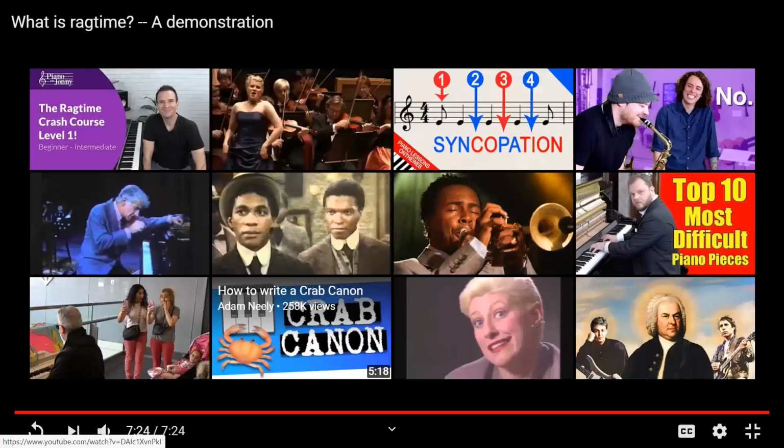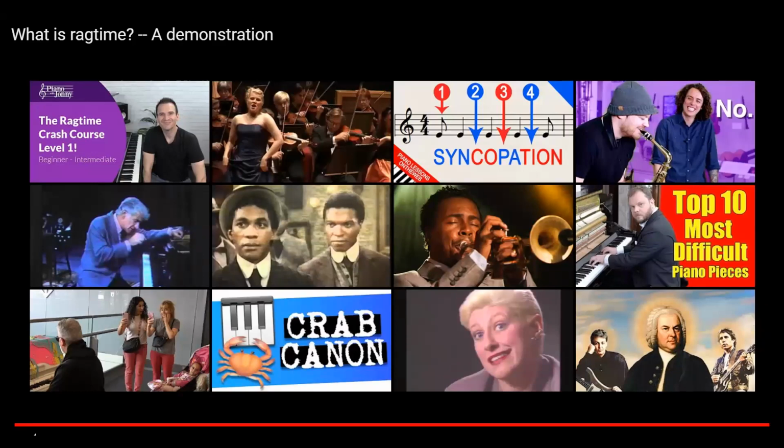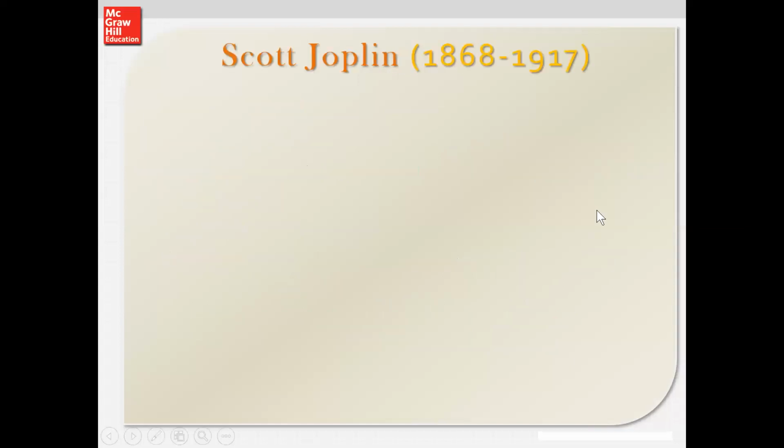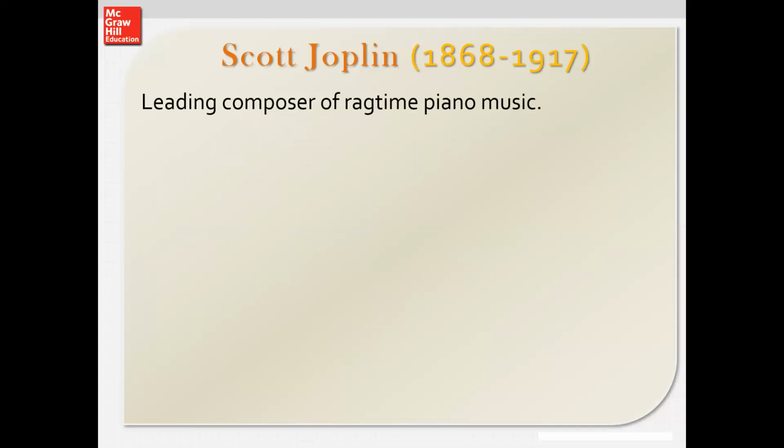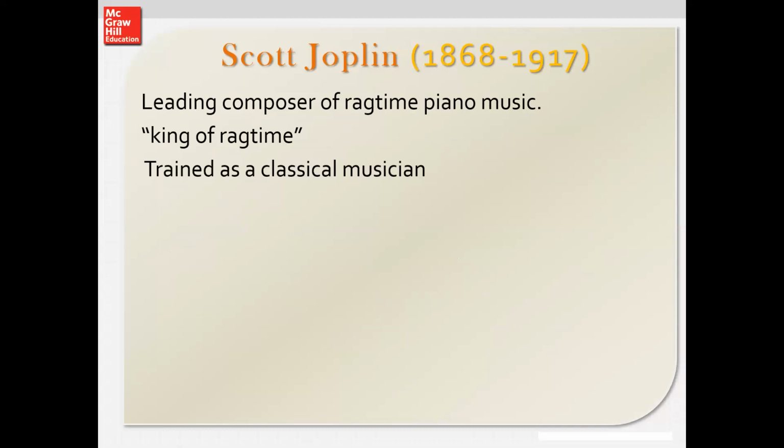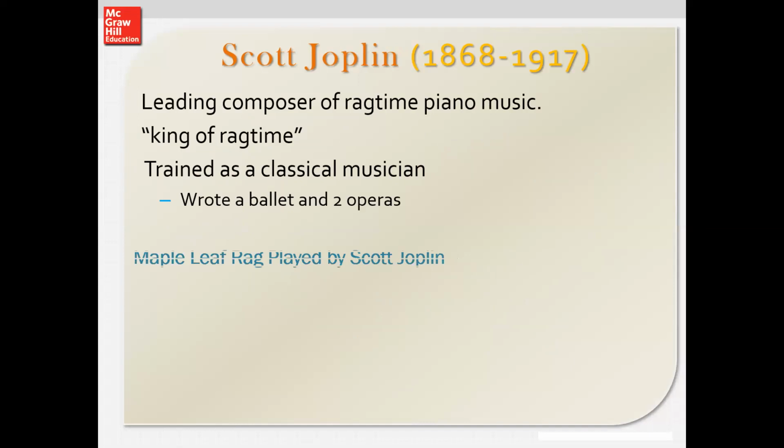All right. Now let's move on to the composer that I would like you to listen to, and that is Scott Joplin. Scott Joplin is a leading composer of ragtime piano music. He was also known as the king of ragtime. He was trained as a classical musician. He also wrote other styles of music like operas and ballet. And there are two songs that I would like you to listen to.